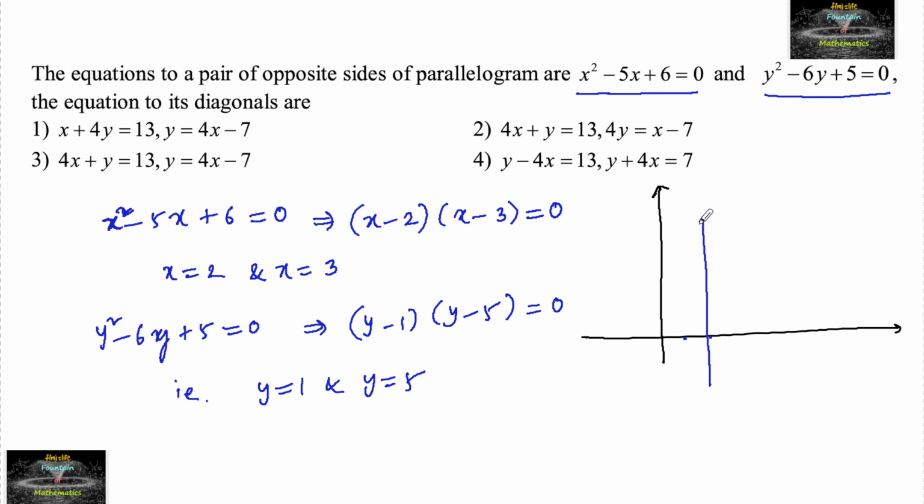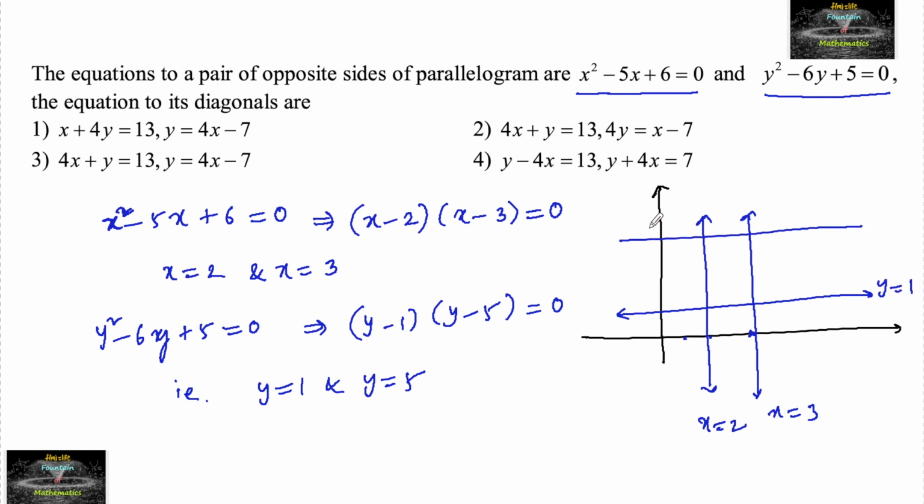This is the line x is equal to 2 and x is equal to 3. So this is the line x is equal to 3, and y is equal to 1 and another line y is equal to 5. And we can mark the points of intersection as the vertices: 2 comma 1, 3 comma 1, 3 comma 5 and 2 comma 5, and hence we can find the diagonals.